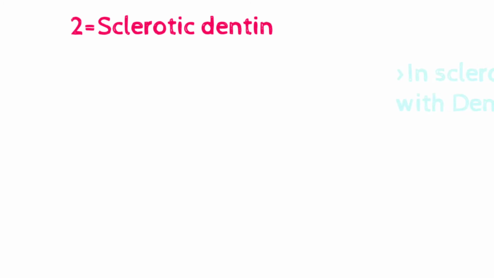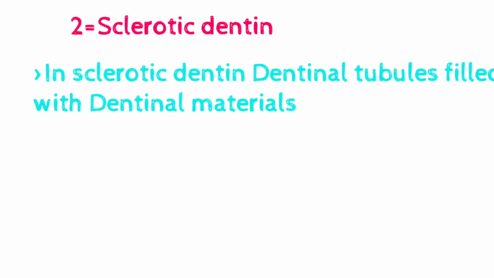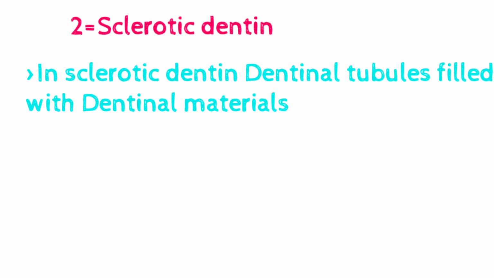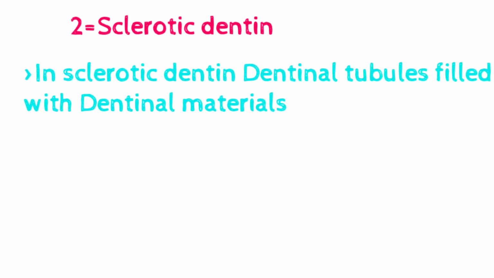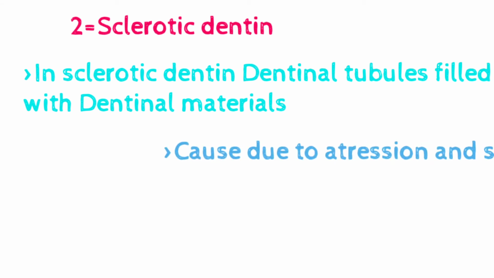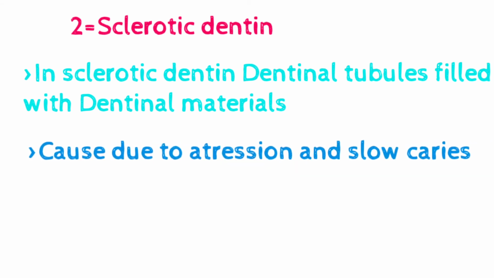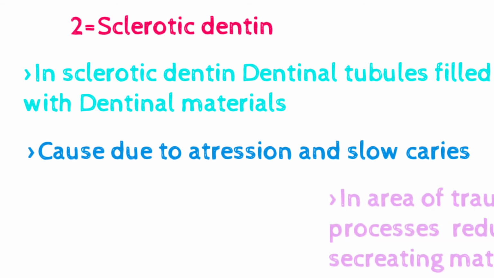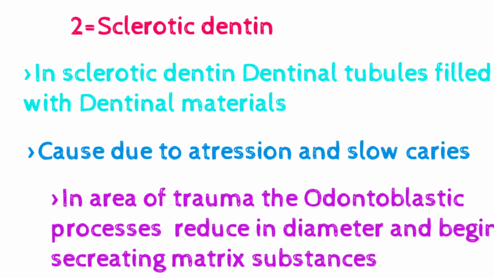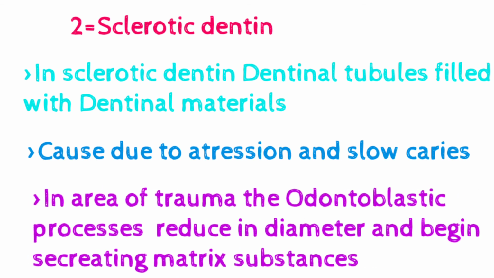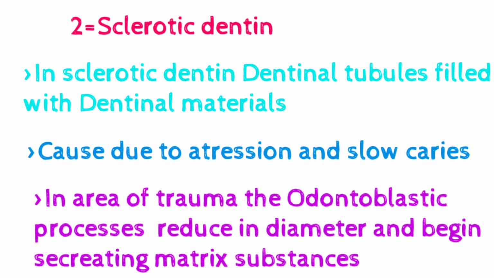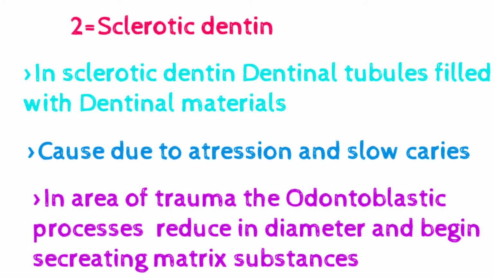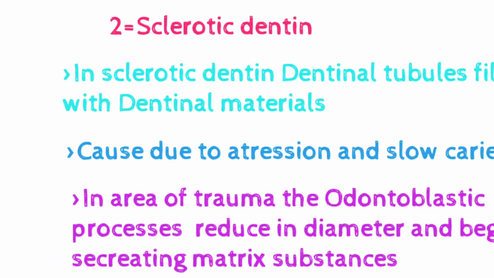Now come to the second aging change, the sclerotic dentin. Sclerosis means calcification. In sclerotic dentin, the dentinal tubules are filled with dentinal material. The cause is attrition and slow caries. And the pathophysiology is that in an area of trauma, the odontoblastic processes reduce in diameter and begin creating matrix substances.